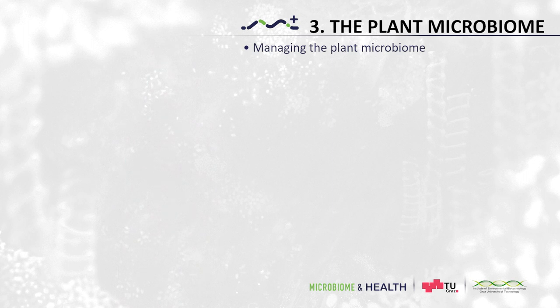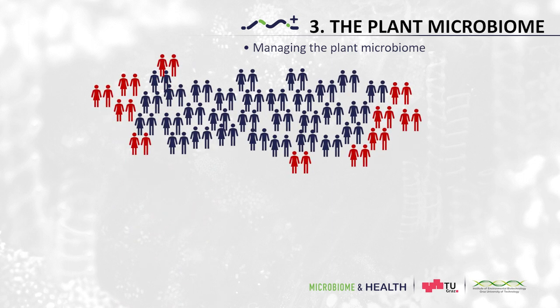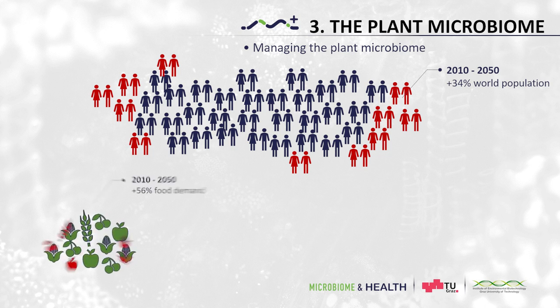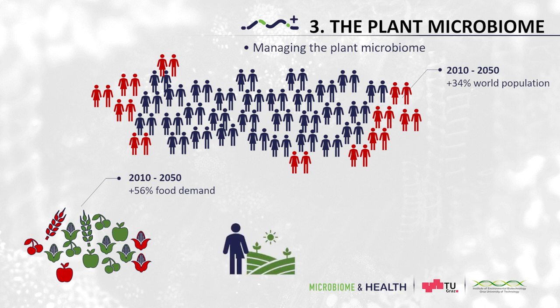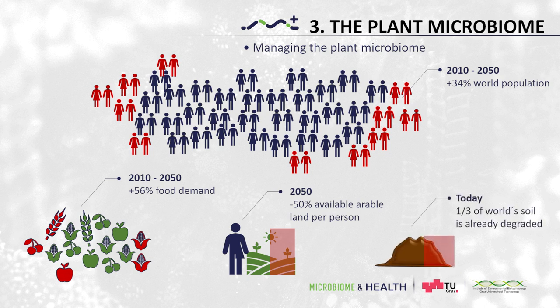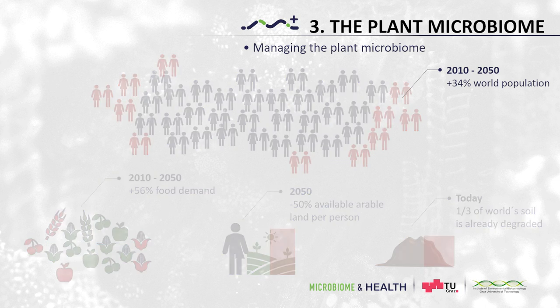It has been predicted that the world's population will reach 11 billion by 2050. In correlation to that, projection models showed a 56% increase of total global food demand. At the same time, by 2050, the available arable land per person will be reduced to 50%. Today, one-third of the world's soil is already degraded, and soil degradation is an irreversible process.